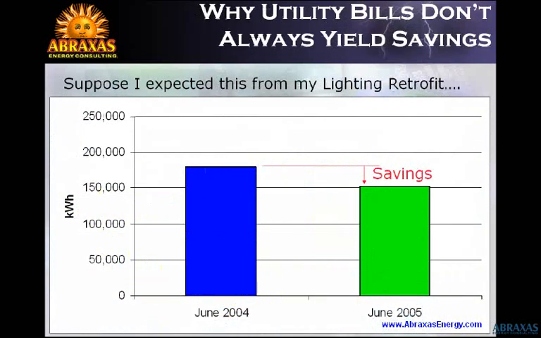Suppose you were an energy manager and you installed a lighting retrofit in June of 2004. What we are looking at is a graph of what you would expect to see in savings for June of 2005. Before the retrofit, a lot of energy was used, and after the retrofit, you would expect to use less because of the modifications we made to our building.